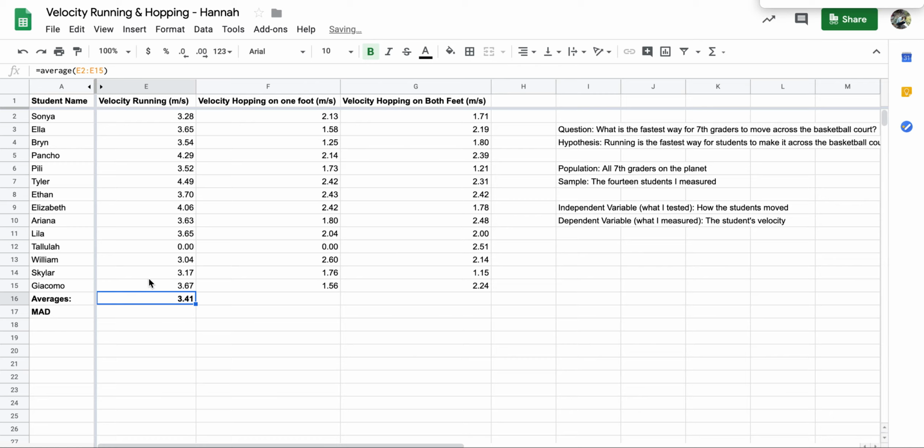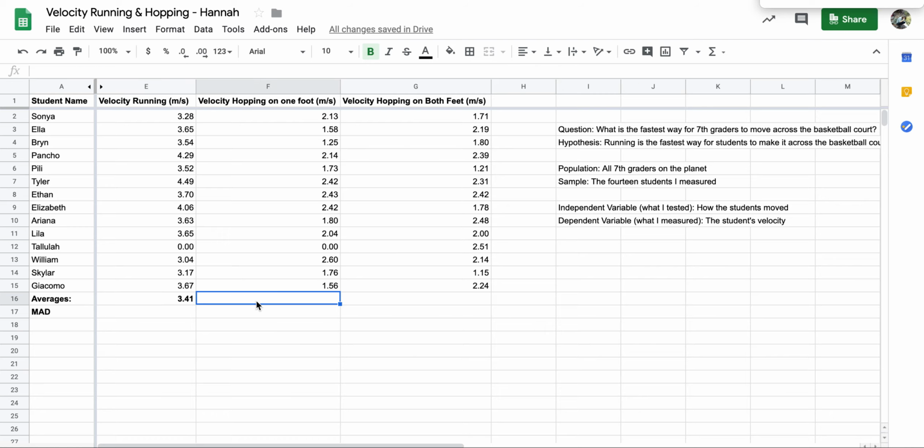It would also work for me to just type equals average open parentheses E2 colon, which means through E15, and that would calculate cell E2, which is this cell right here, all the way down through cell E15, which is this cell right here. So now I have my average. On average, students in this class ran at 3.41 meters per second.